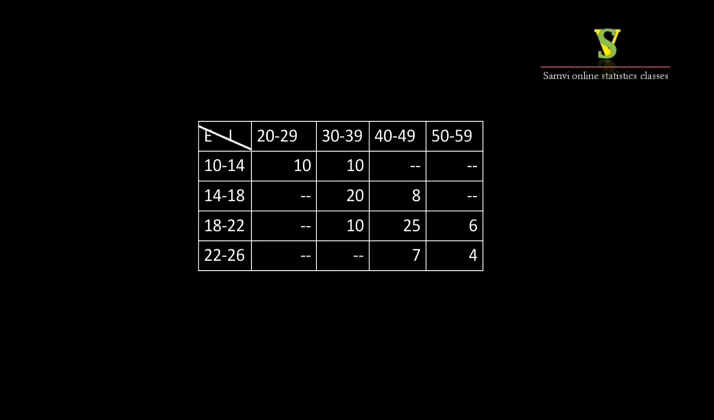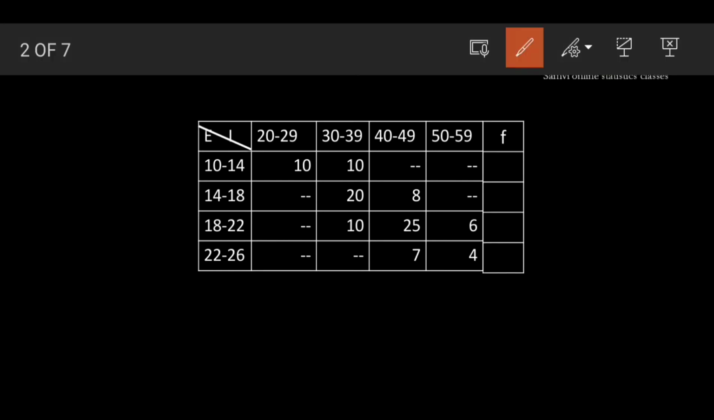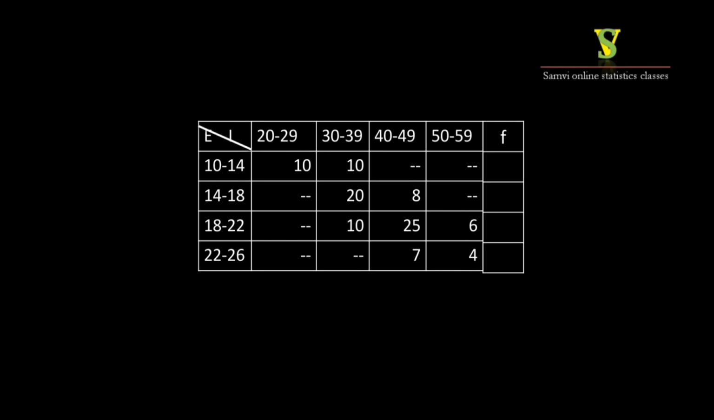If you want to find the correlation coefficient of the given bivariate tabulated data, in such a condition, first you have to write the table and find out what is F. F is nothing but the total of the rows. Row-wise total you have to take here. The total is 10 plus 10, we'll get here 20. 20 plus 8, we'll get here 28. Like this you have to calculate one by one total here. Getting? So we'll find out one by one.